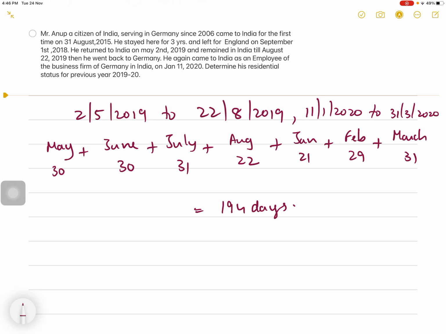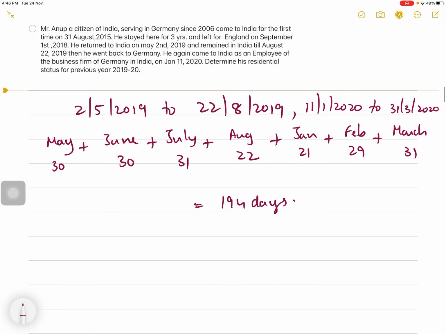To determine whether the assessee is ordinary resident or not an ordinary resident, there are 2 additional conditions. Out of 10 years, he should be resident for a minimum of 2 years. And during the 7 years preceding the previous year, his stay should be more than 730 days.